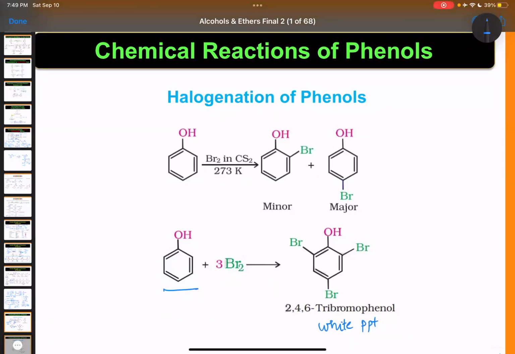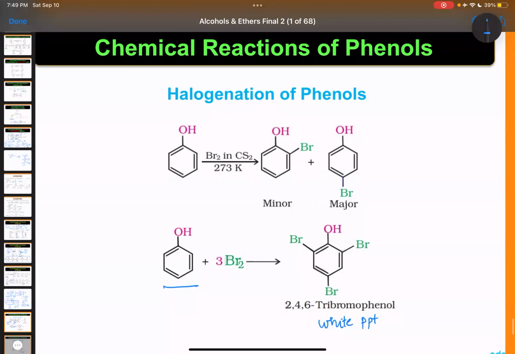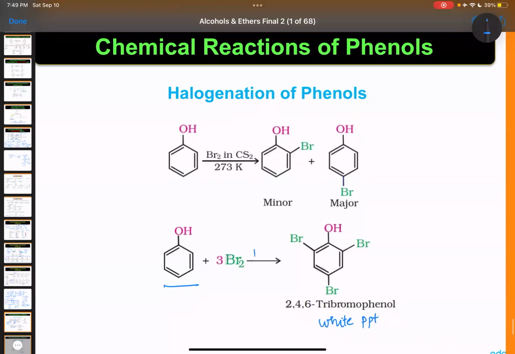Yeah, Memuna. So why is only one Br getting connected, and why are three Brs getting connected here? This is bromine and water. Okay, let me write it completely. And this is bromine and carbon disulfide. Okay, so carbon disulfide is just like CO2.